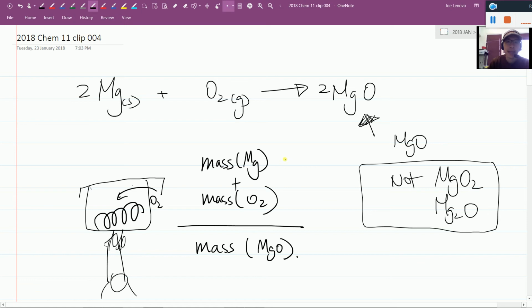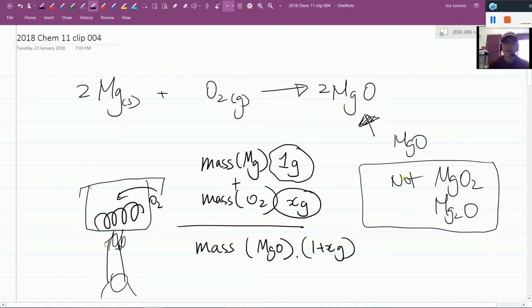Say this is 1 gram of magnesium, and x grams of oxygen come in. The total mass of MgO has to be 1 plus x grams, right? 1 plus x. It can't be something else. It has to add together at the end of the day.